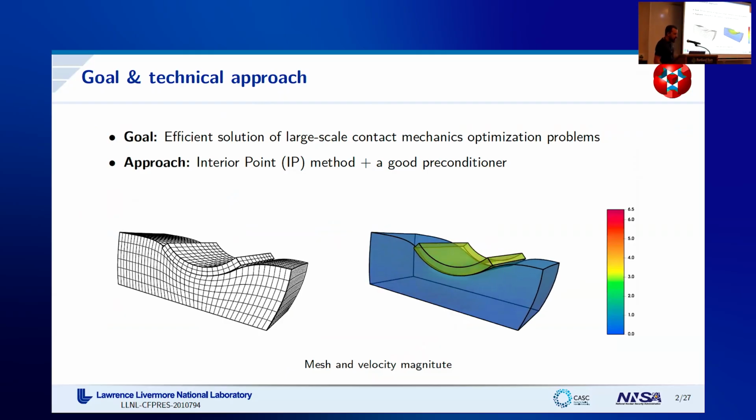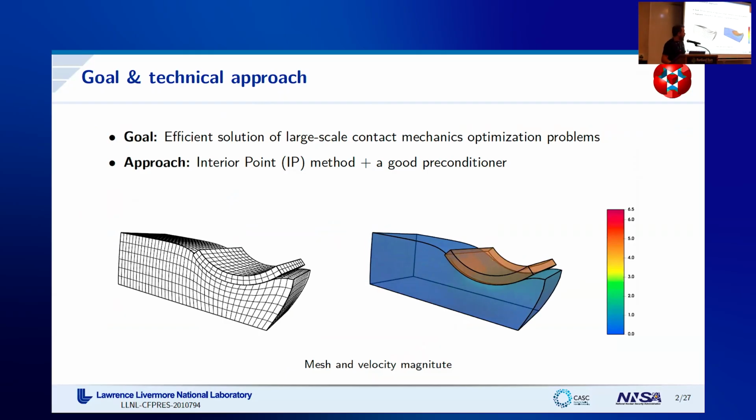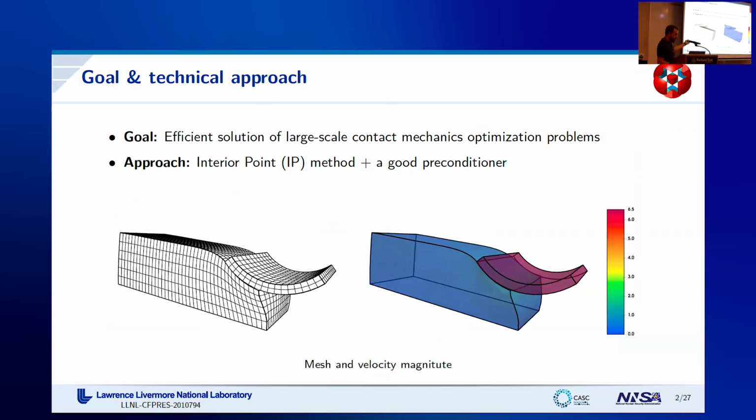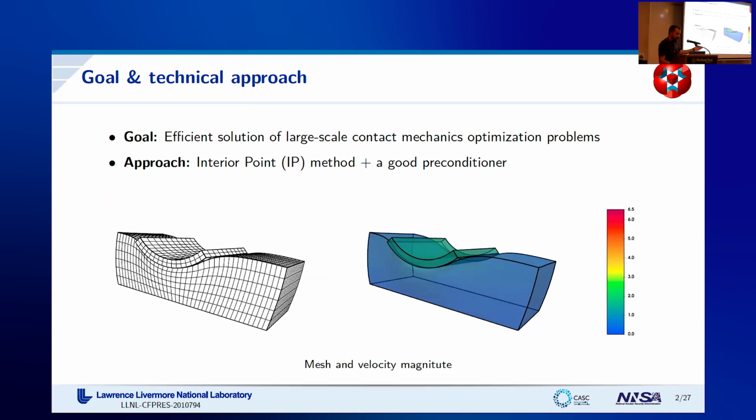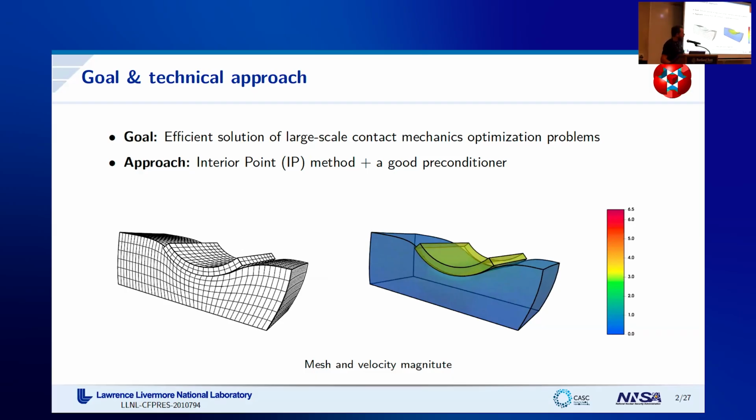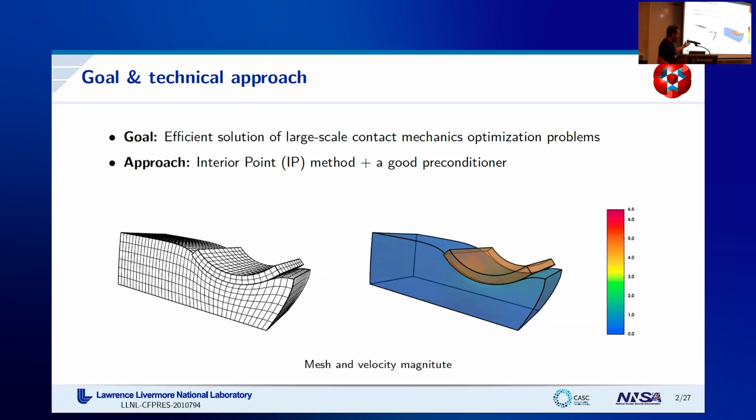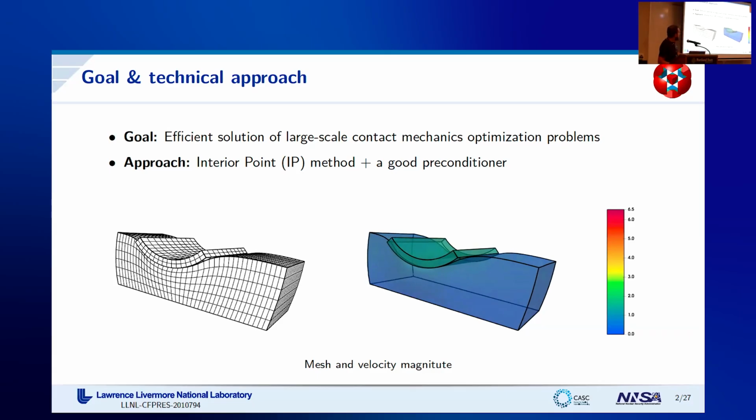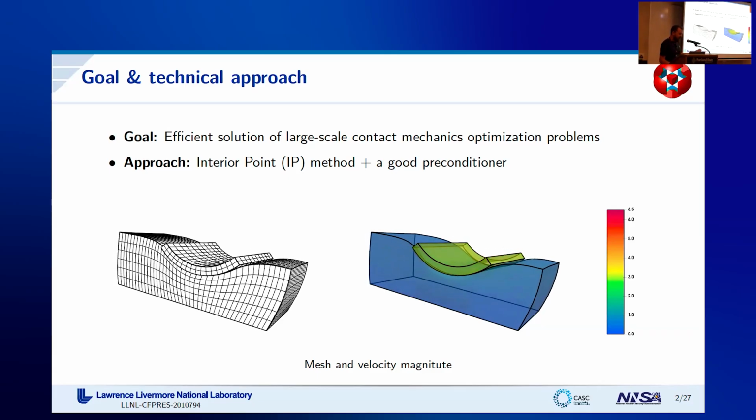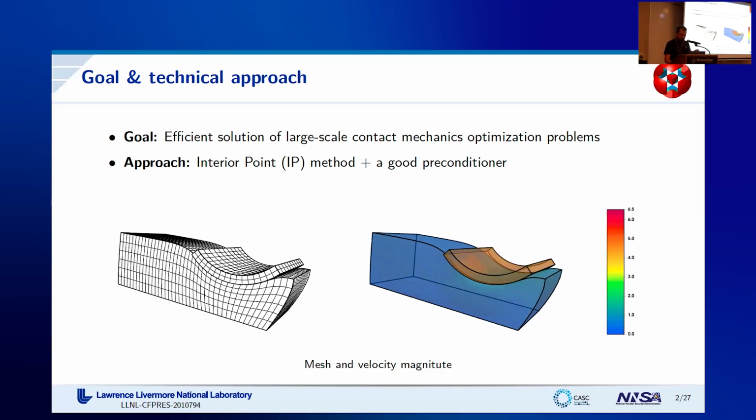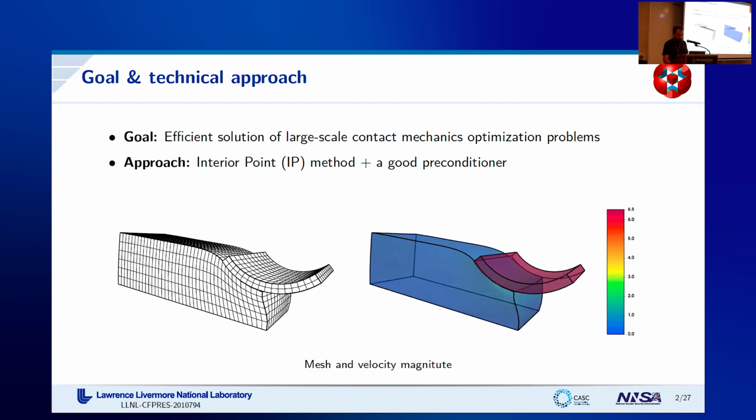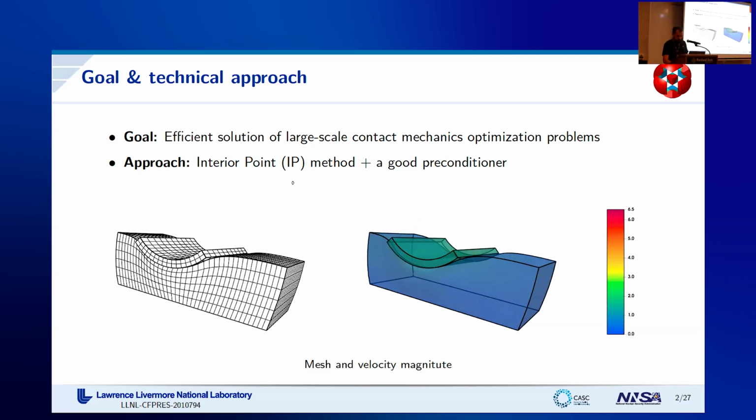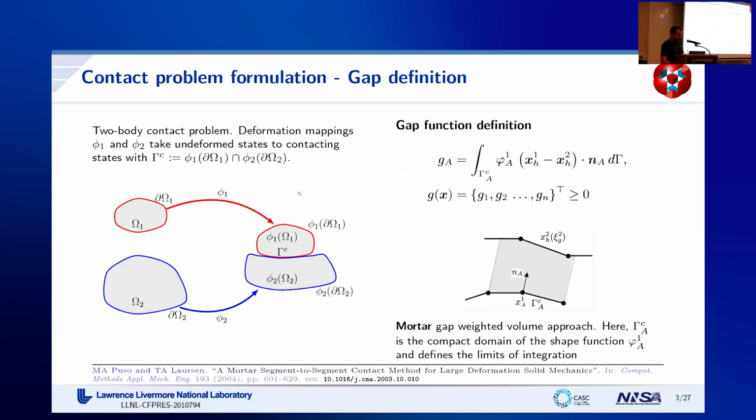Okay, so the goal was to do large-scale contact mechanics under optimization, and we're going to use the IP method for the optimization because we had Tucker and he was the expert. Also because, as we're going to see, it will demonstrate mesh independence convergence. And we realized, and I will demonstrate, that we needed a good preconditioner for these systems. But let me give you the setup first, the formulation.